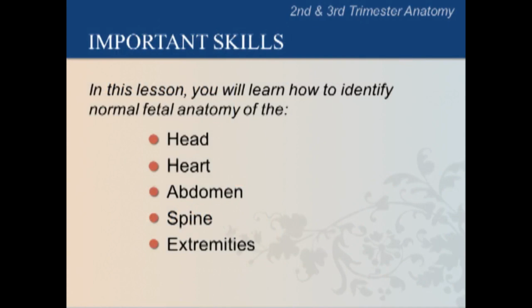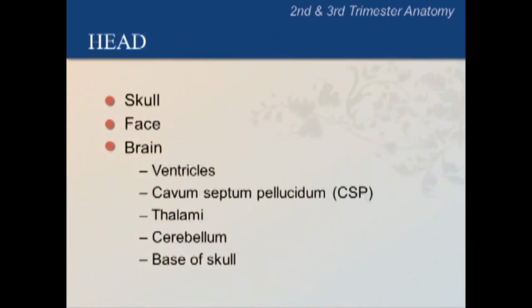In this lesson, you will learn specifically how to identify the normal fetal anatomy of the head, heart, abdomen, spine, and extremities in the second and third trimesters when these structures are readily visible. We will also show how to recognize the skull, face, and structures of the brain, including the ventricles, cavum septum pellucidum, that we sometimes abbreviate as CSP, thalami, cerebellum, and base of the skull.